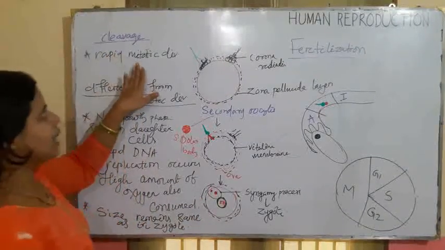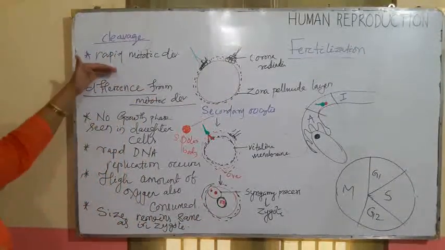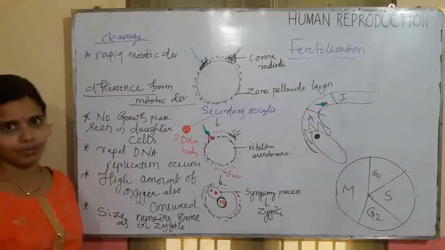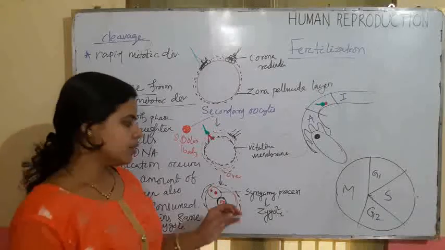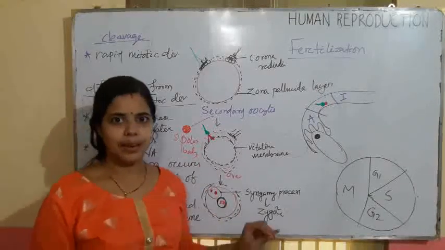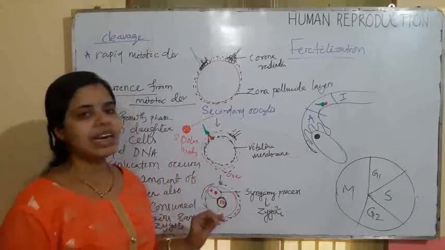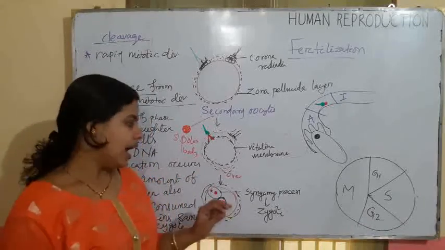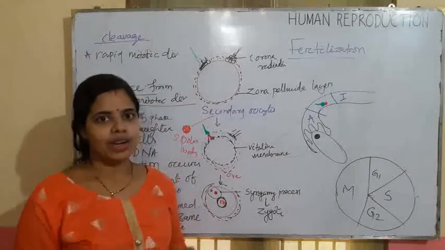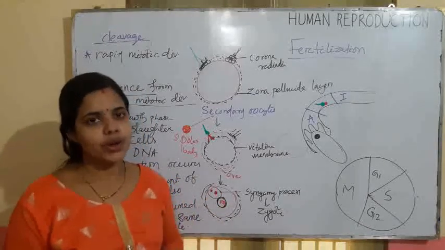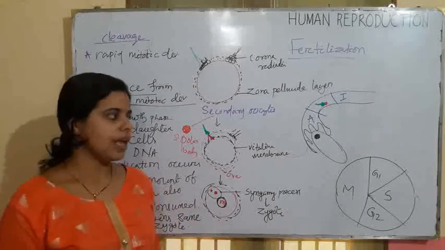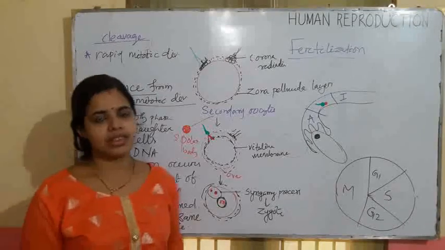So it is a type of mitotic division, but there are certain points in which they are different. After fertilization, immediately the cleavage process will start, and this cleavage process helps to form many daughter cells which are going to form the new embryo, or you can say fetus. How this will take place we will discuss in the next video.